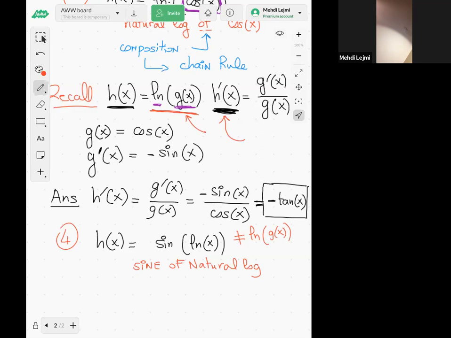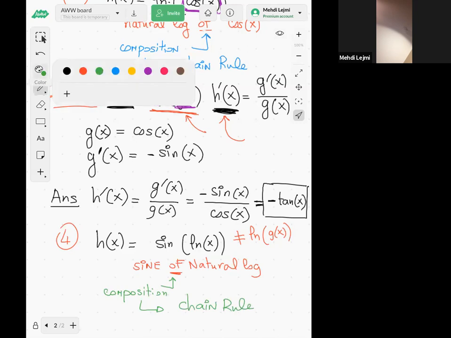But anyway, we have this sine of natural log. So that means it's a composition. It's not a product. It's not sine times the natural log. It's a composition of two functions. And if we have a composition of functions, then you have to apply the chain rule. So it's f of g, where sine would be f and the natural log would be g.